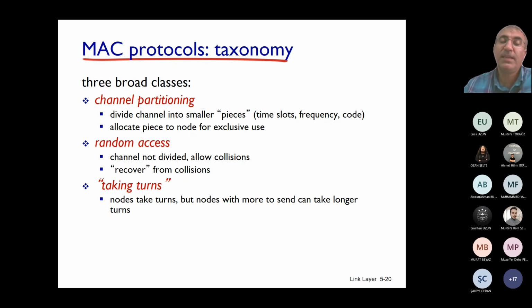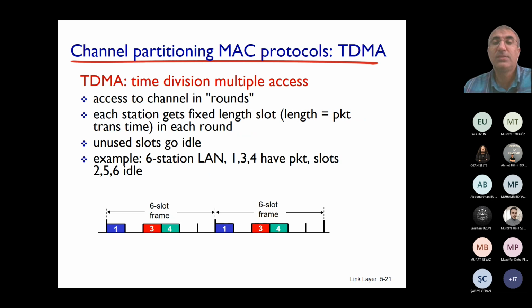And the third one is taking turns. The nodes take turns, but the nodes that have more packets to send can take longer turns. So it depends on the packet size that you have. Okay, these are the main 3 approaches that we use for multiple access protocols. Let's look at the details of each of these approaches, starting with channel partitioning.